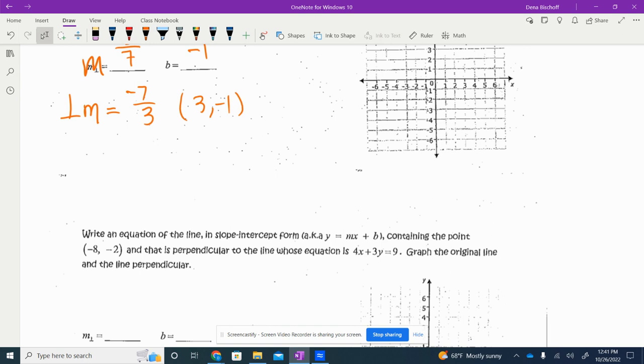y plus 1 equals negative 7/3 times the quantity x minus 3. Very nice, Brody and Corbett.